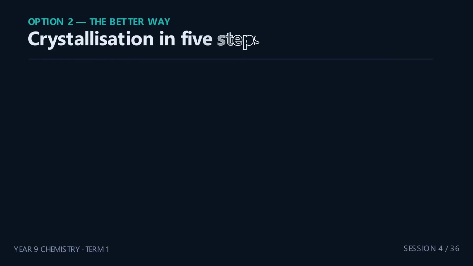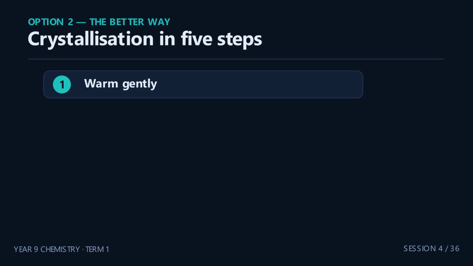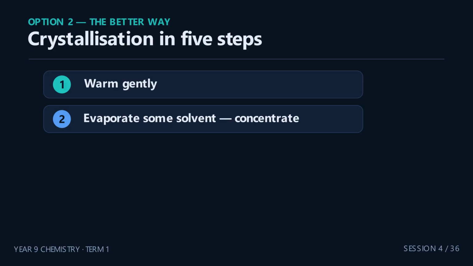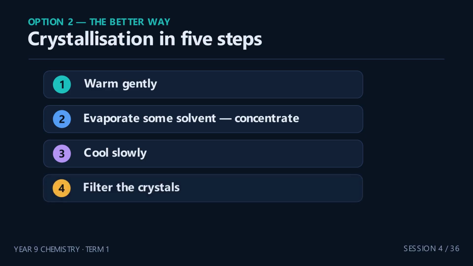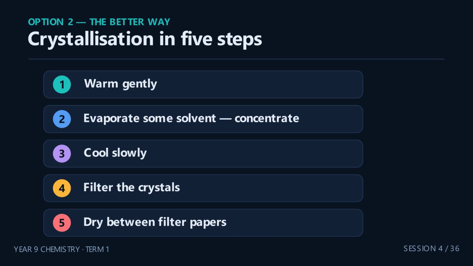That better way is crystallization. 5 steps. 1. Warm the solution gently. 2. Evaporate some solvent until the solution is concentrated. 3. Allow it to cool slowly. 4. Filter to collect the crystals. 5. Dry them between filter papers. Gentle concentration and slow cooling give well-shaped, pure crystals with far less spitting and loss.